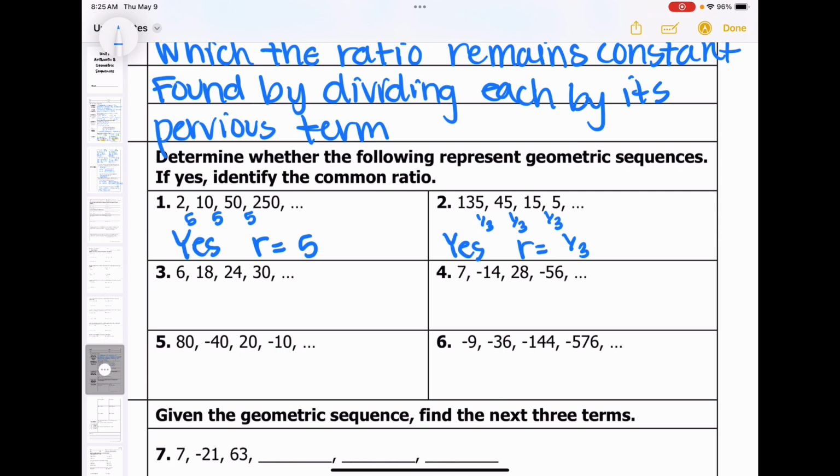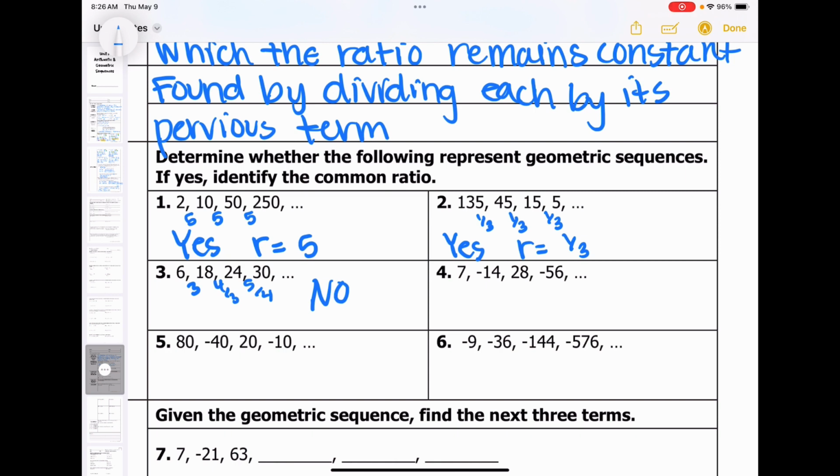All right, number 3, 6, 18, 24, and 30. So 30 divided by 24 is 5 over 4. 24 divided by 18 is 4 over 3. And 18 divided by 6 is 3. So that is not a constant, okay? It's changing each time, so this is not a geometric sequence.